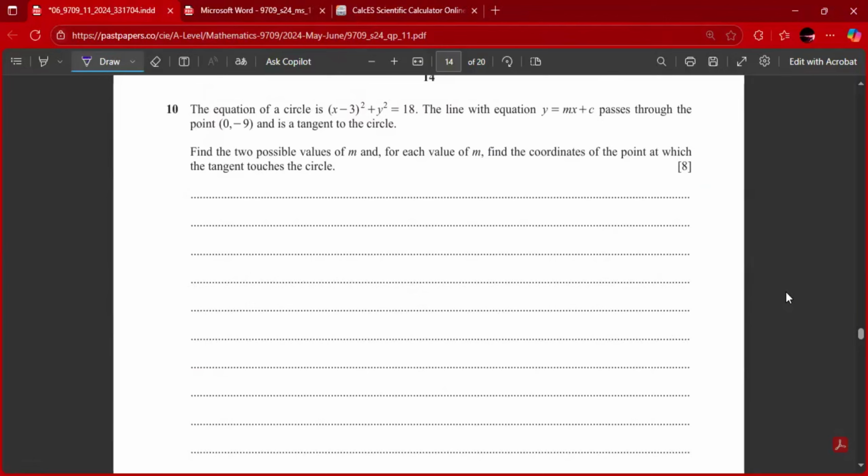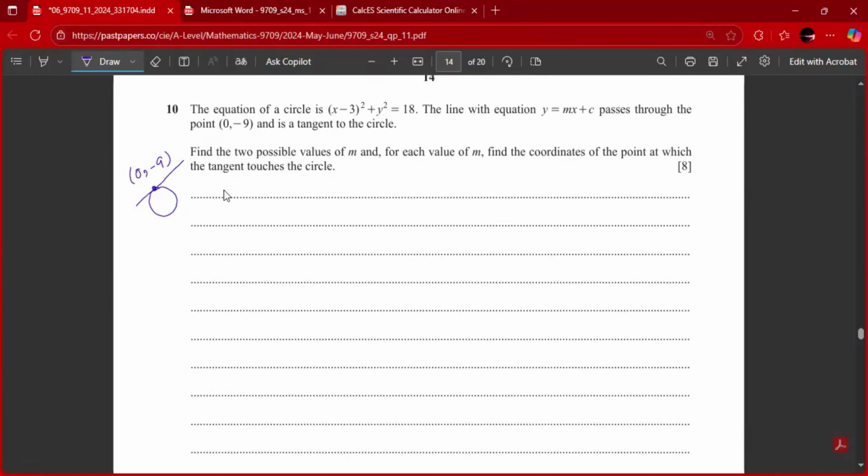The equation of the circle. No. Okay, let's just try to draw a diagram here. What they're saying. This is my circle. Let's say a small circle. There's a line with the equation that passes through a point, and this is my line, which is 0, comma minus 9. Okay, what are we supposed to do? This makes no sense until now.